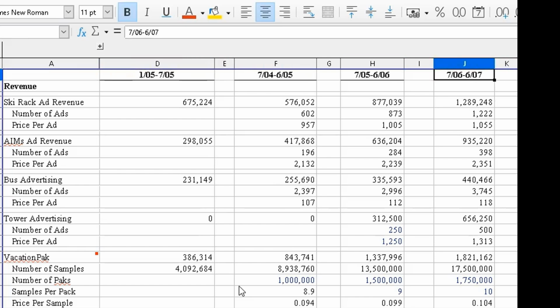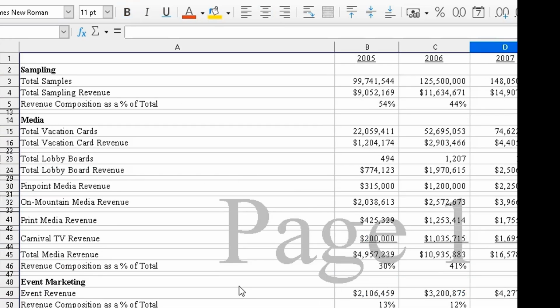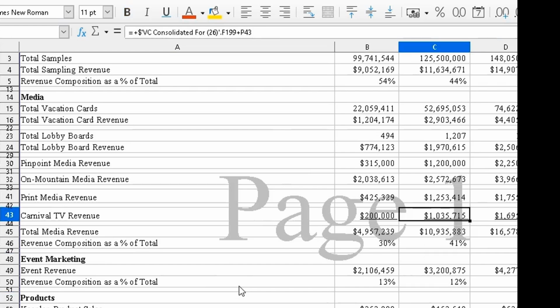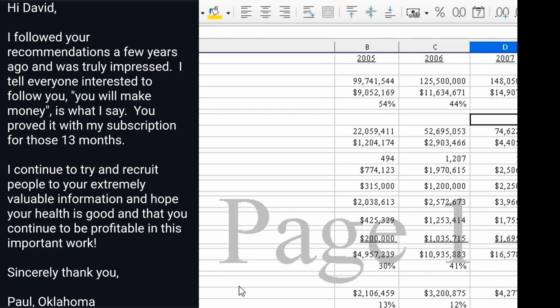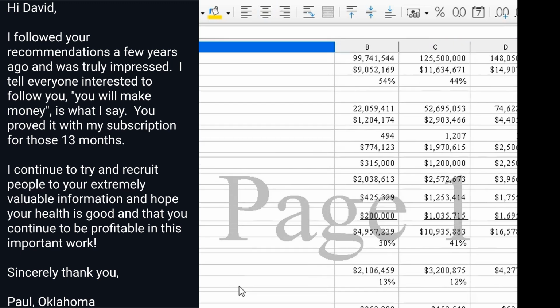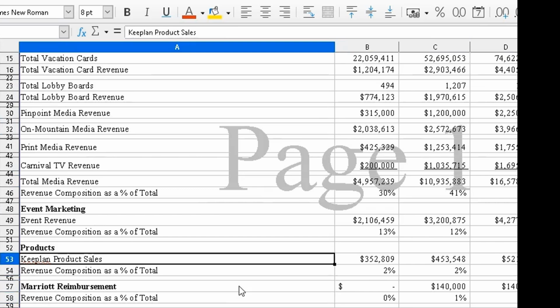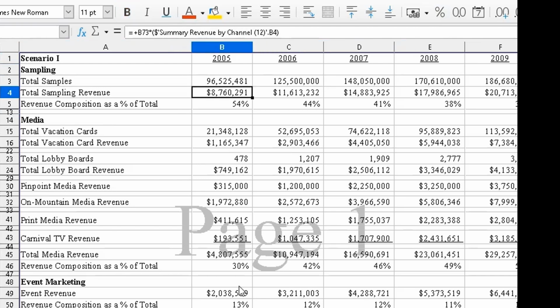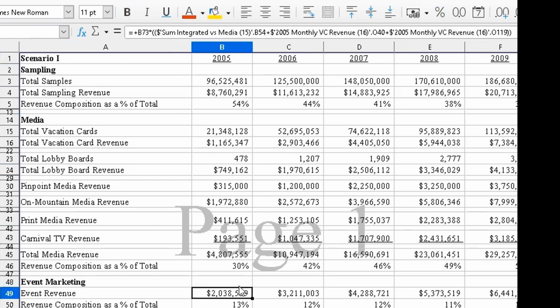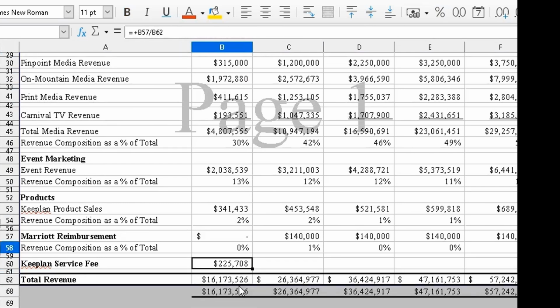Here we have the P&L old. The revenue by channel. Yeah, so sampling generated the majority of the revenue. Then media. Marriott. Yeah, so look at this. They had close to 100 million samples that they gave out.